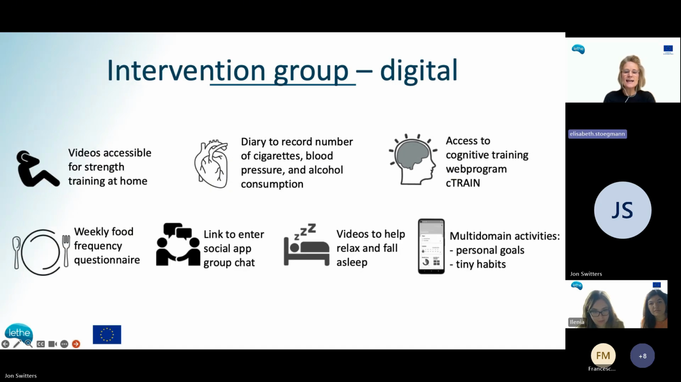Next slide. And in addition, we also provided digital interventions via the Lethe app. There were videos accessible for strength training at home. A diary was provided where the participants could record the number of cigarettes, blood pressure, and alcohol consumption. They could access the C-Train, as I already explained. Weekly food questionnaires were provided, and all or most of them joined a WhatsApp group where they could also interact socially. We also provided some videos with soothing melodies and breathing exercises. And we had multi-domain activities with personal goals and tiny habits.